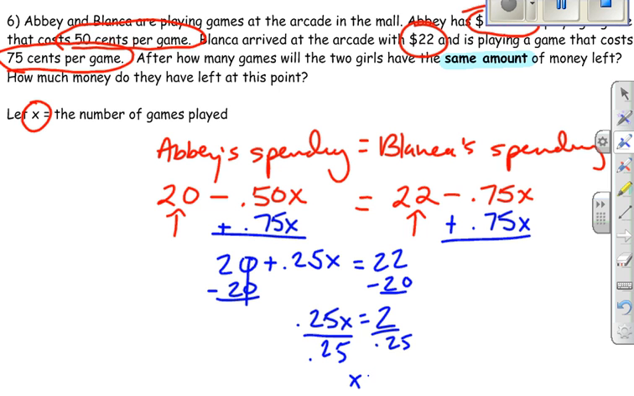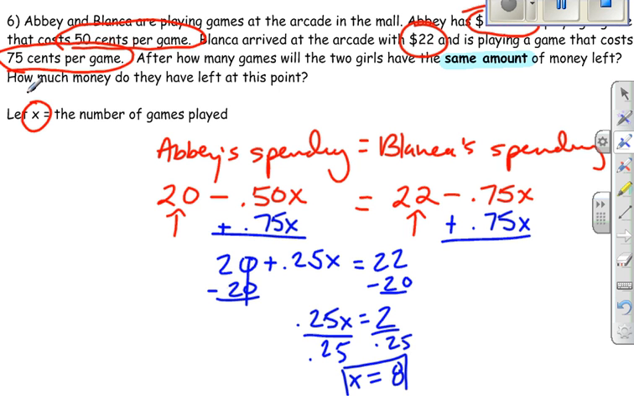So this is really 2 divided by a fourth. If you think about it, it takes 4/4 to make 1, so it's going to take 8/4 to make 2. So 2 divided by a quarter is 8. So this means that it took 8 games for them to have the same amount of money spent.